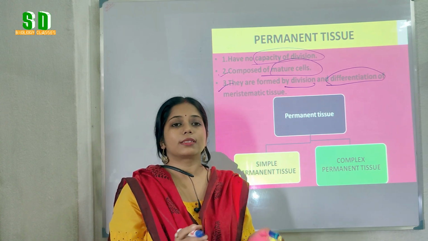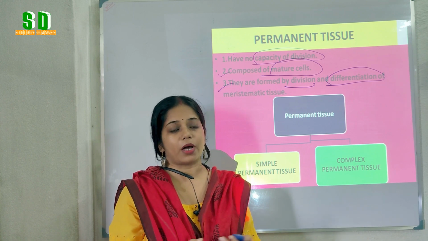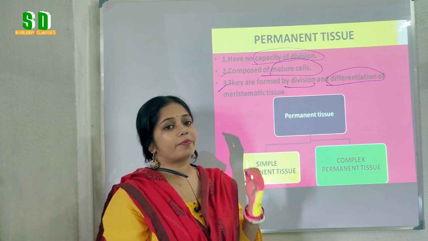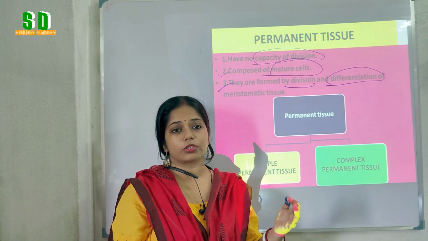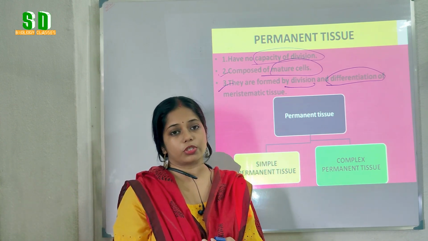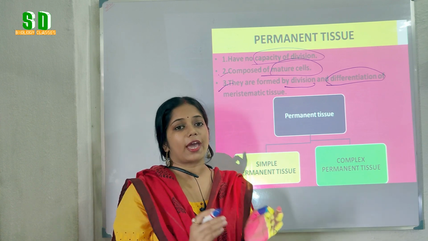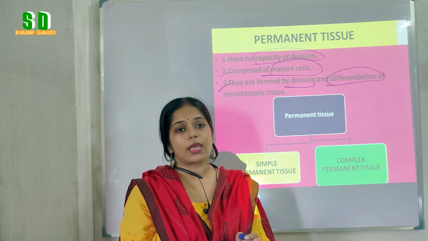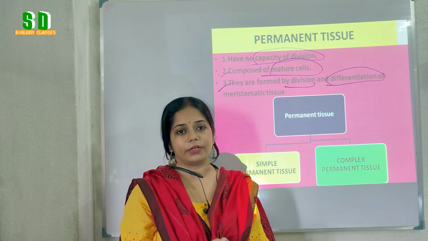That means some of the meristematic tissues lose the power of division and are changed into the permanent tissue by the growth of those cells and by the maturation of those cells. After the growth and maturation, some differentiation occurs in those cells and they are changed into the permanent tissue.